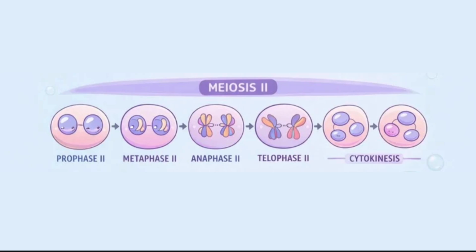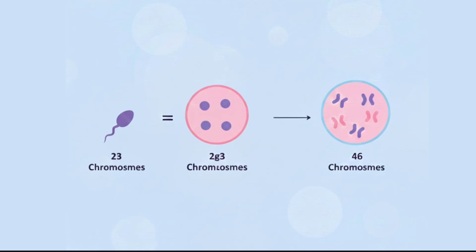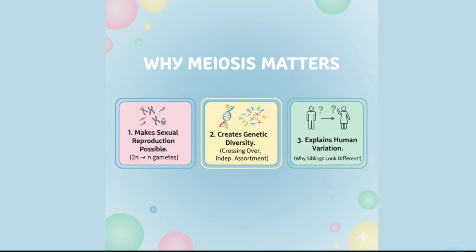As for the final result, at the end of meiosis, there are 4 daughter cells. Each cell is haploid, which means that it contains 23 chromosomes. All cells are genetically unique, that means they're all different, and the cells become sperm and egg cells. Now you might be wondering, why is meiosis important? Meiosis is important because it makes sexual reproduction possible, it creates genetic diversity, and it explains why siblings look different from each other.